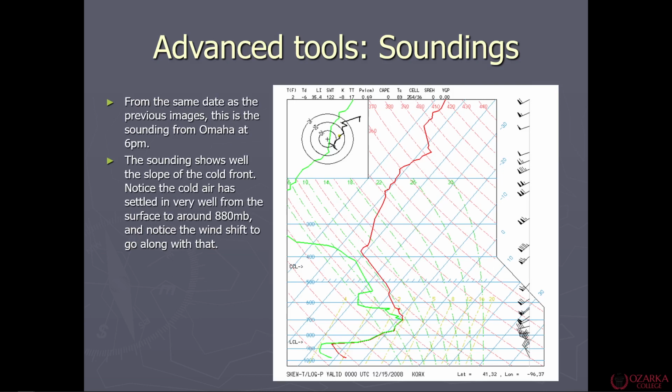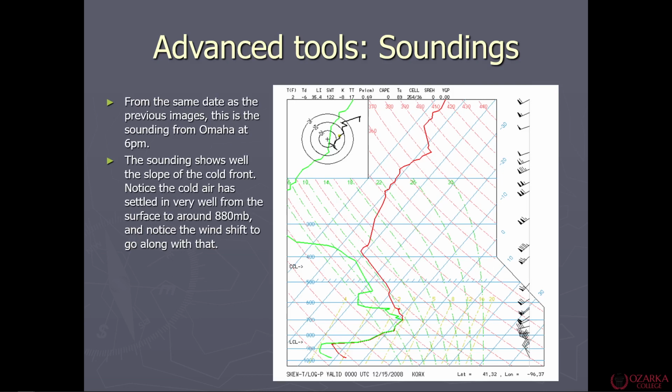Now this is a sounding. Last week we talked about a sounding, so we know that that's where the National Weather Service sends up a weather balloon and it takes different readings throughout the atmosphere. Well, this is what it looks like graphed out. From the same data as the previous image, this sounding is from Omaha at 6 p.m. The sounding shows well the slope of the cold front. Notice that the cold air has settled in very well from the surface to around the 800 millibar height and altitude, and you'll notice the wind shift that goes along with that altitude.